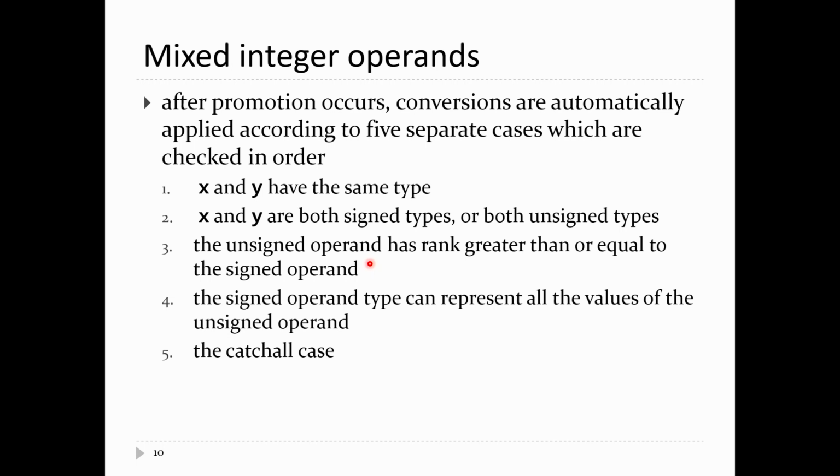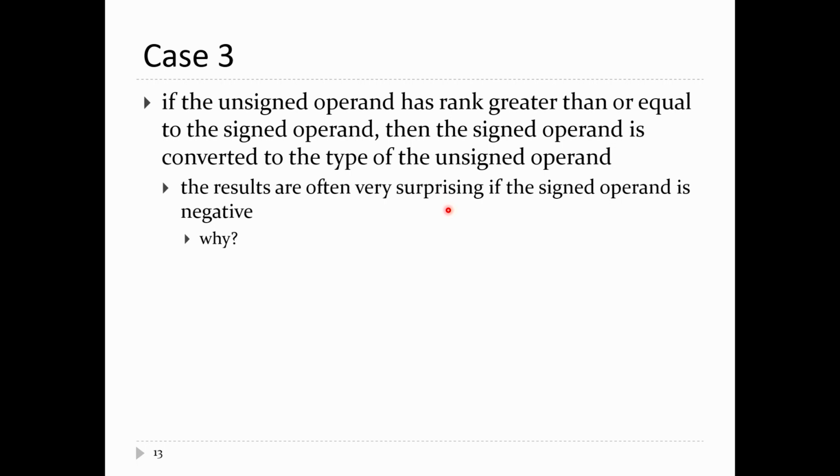So the results are often very surprising if the signed operand is negative. Do you understand why it's surprising if the signed operand is negative? Anybody? So if you have a negative number, it's 2's complement. Which bit do you know for sure is 1? Yeah, the leftmost bit is 1.